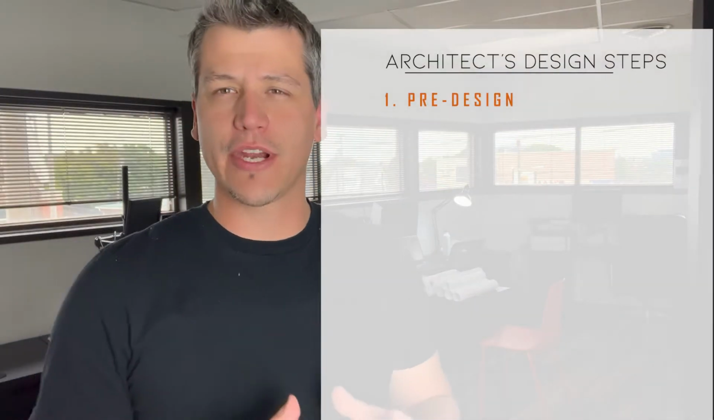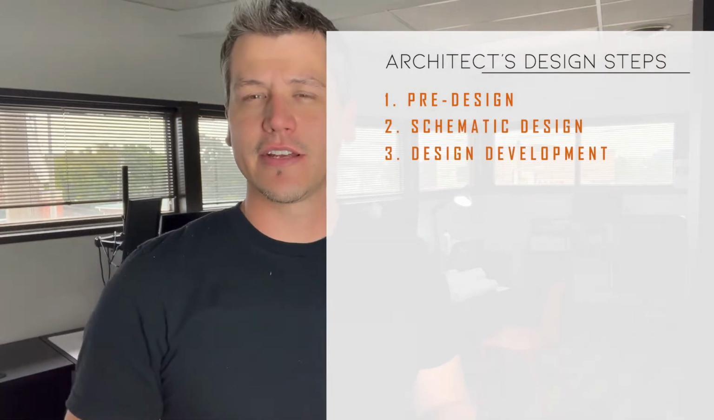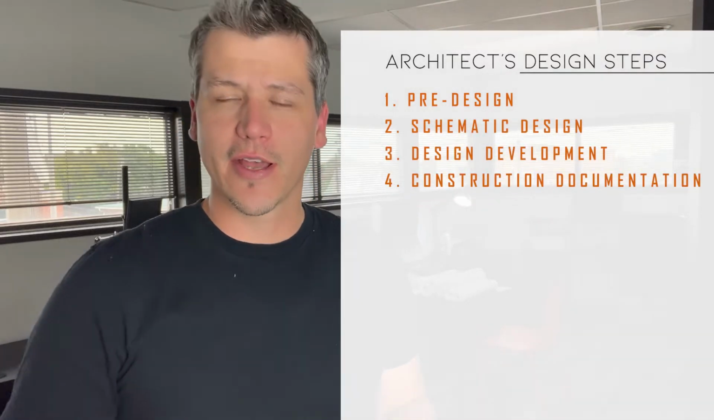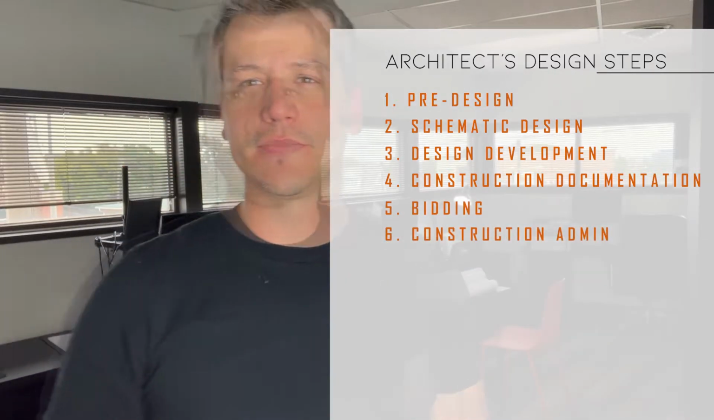Whether you're building a tower or a home, the AIA, or the American Institute of Architects, defines these 6 steps as industry standard. These 6 steps are pre-design, schematic design, design development, construction documentation, bidding and negotiation, and finally construction administration. So step 1 is pre-design.